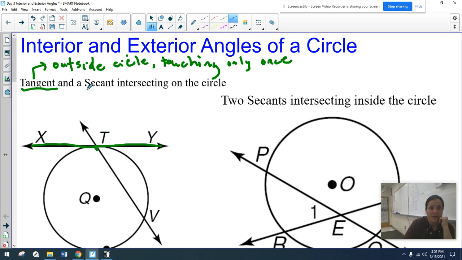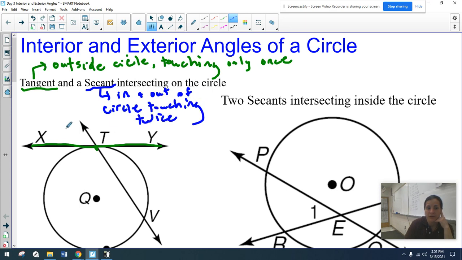And then the other vocab word I've got for you is a secant line. A secant line is going to be inside and outside of the circle, so it's going to be both. In and out of the circle, touching twice. So this one right here touches right there, and this is the part that's inside the circle, and then it touches again there, and these parts are outside of the circle. So a secant will touch twice like that.